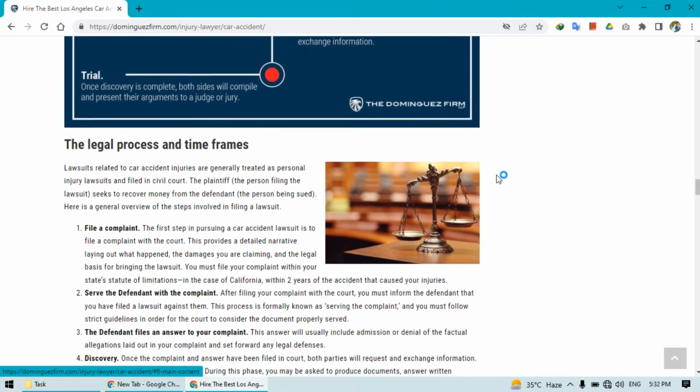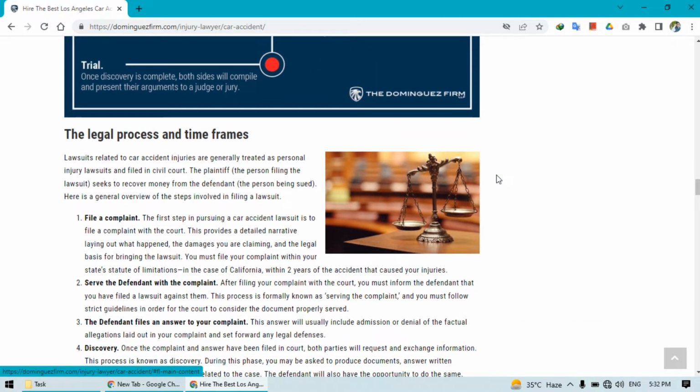A legal process and time frames. Lawsuits related to car accident injuries are generally treated as personal injury lawsuits and filed in civil court. The plaintiff, the person filing the lawsuit, seeks to recover money from the defendant, the person being sued. Here is a general overview of the steps involved in filing a lawsuit.